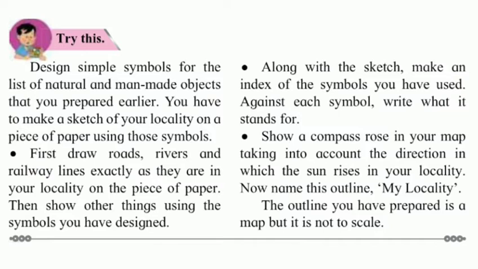Along with the sketch, make an index of the symbols you have used. Against each symbol, write what it stands for. Show a compass rose on your map, taking into account the direction in which the sun rises in your locality. Now name this outline my locality. The outline you have prepared is a map, but it is not to scale.